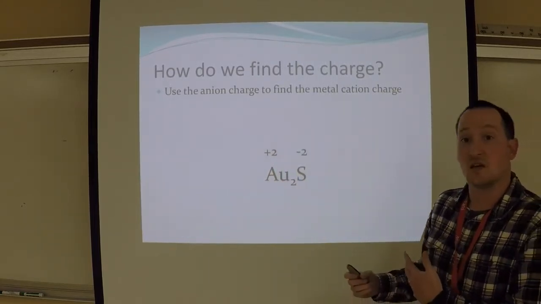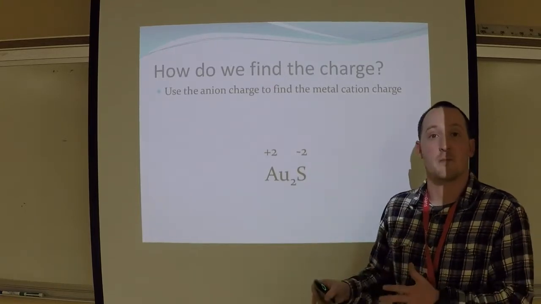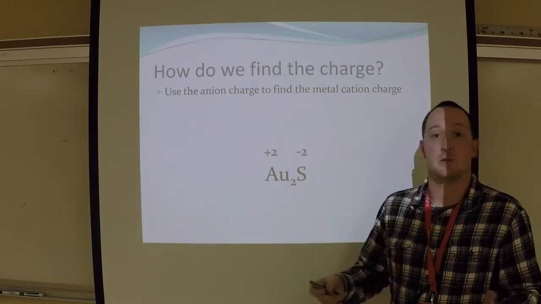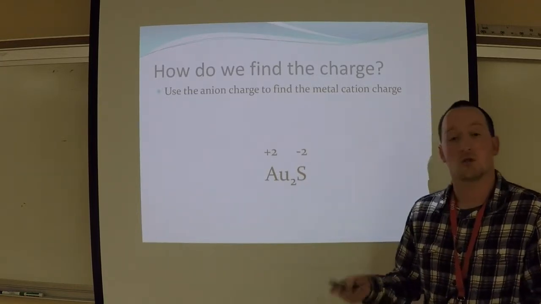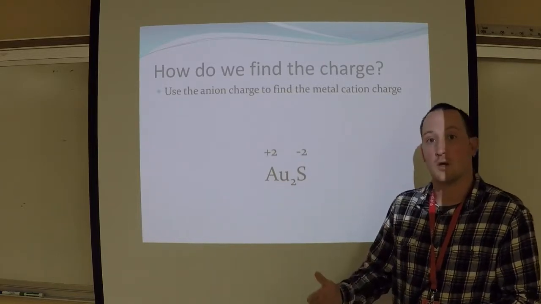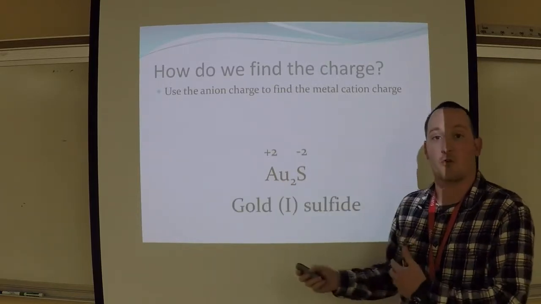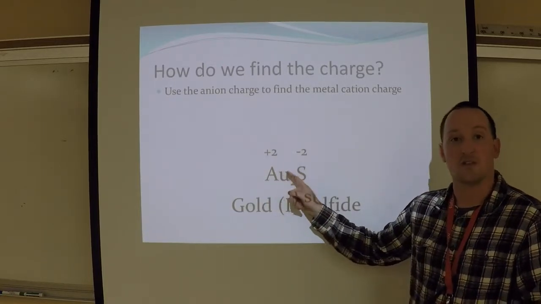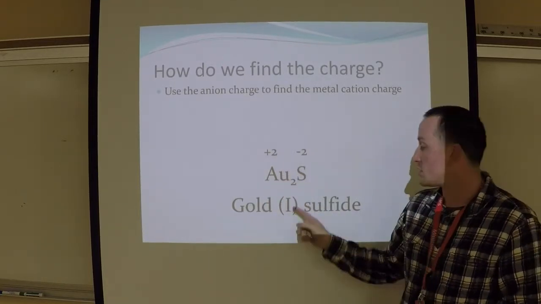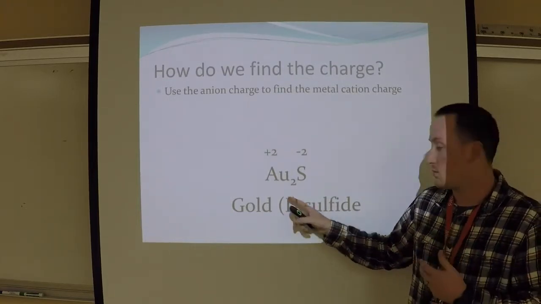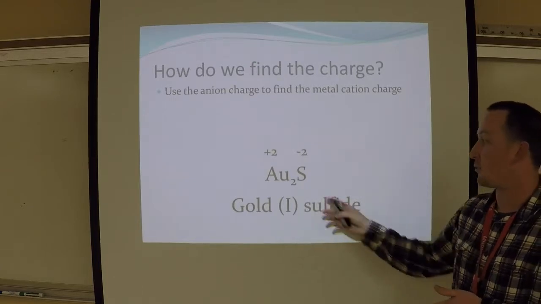What that means is that the charge of my gold ion in this case has to be a +1 charge. So that means the name of this would be gold(I). So I would call this gold(I) sulfide. The reason I would say gold(I) is because the charge on my gold in this instance is a +1 charge, and I would represent that by writing a Roman numeral 1 in parentheses, followed by my sulfide.